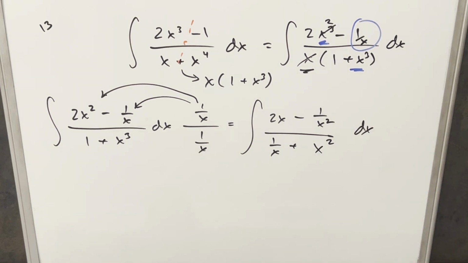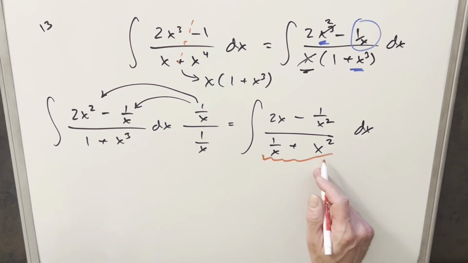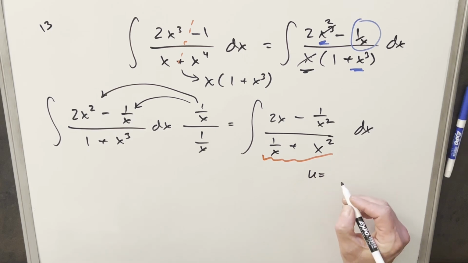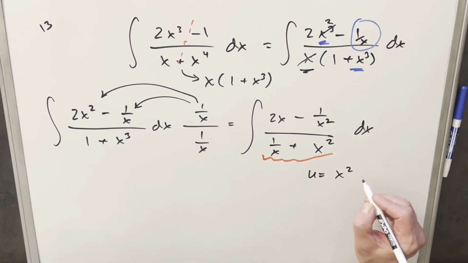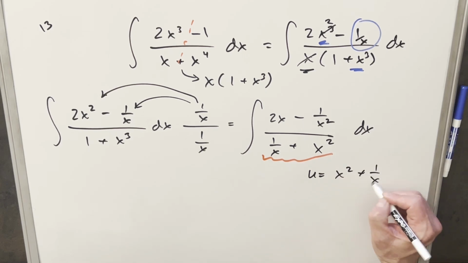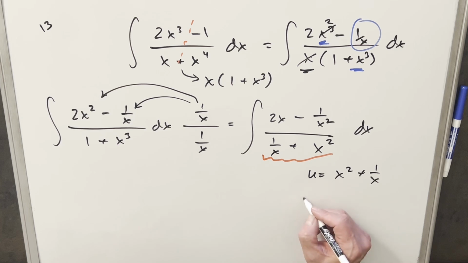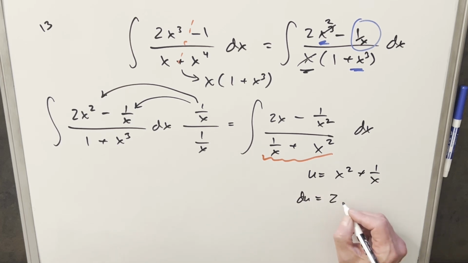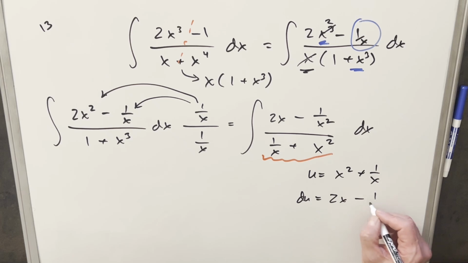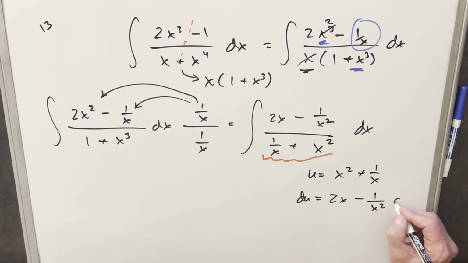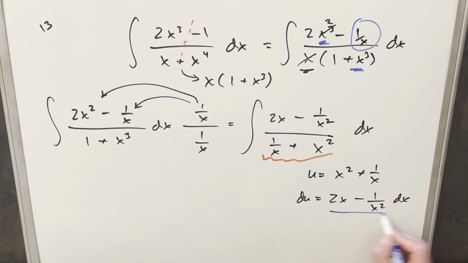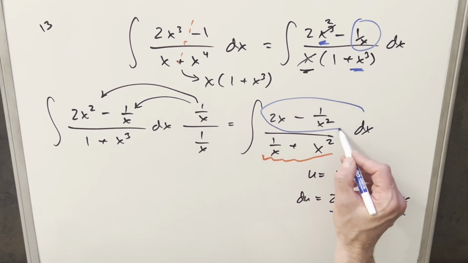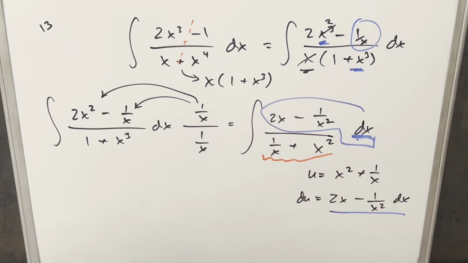But now at this point, we're in good shape for a u substitution. What I'm going to do is make the whole denominator the u. We'll say u equals, let's change the order, x squared plus 1 over x. We'll take a derivative. For our du value, the derivative of this is 2x. The derivative here is minus 1 over x squared dx. But then what we have here is exactly what we have right here. So we're in good shape to do this.